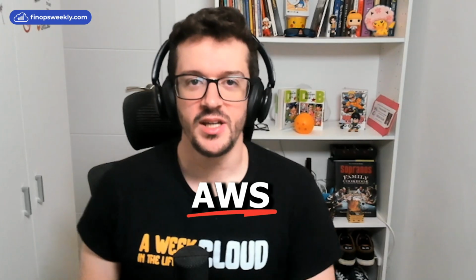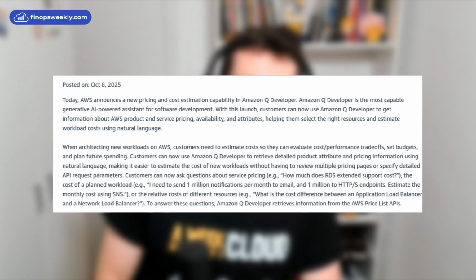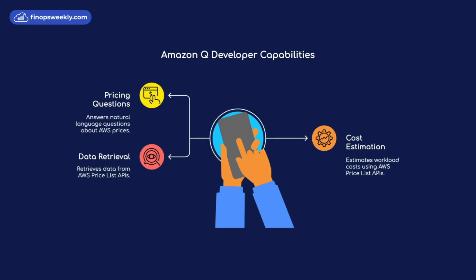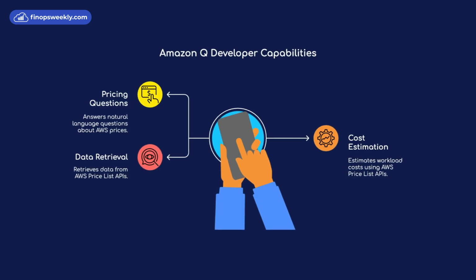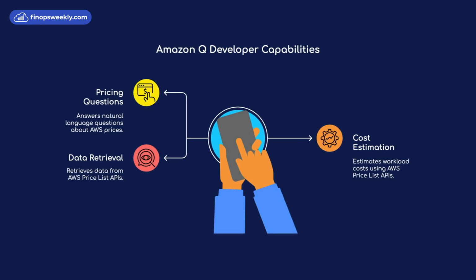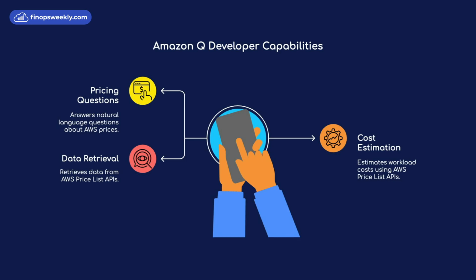So, starting with the big news, Amazon Q Developer now answers pricing questions and information for cost estimating your workload. It now retrieves the data from AWS price list APIs and is able to process it from your natural language input and produce a reasonable answer. So now it's able to help you do cost estimation for your workloads using these APIs.